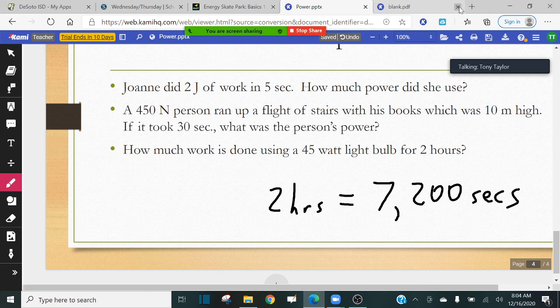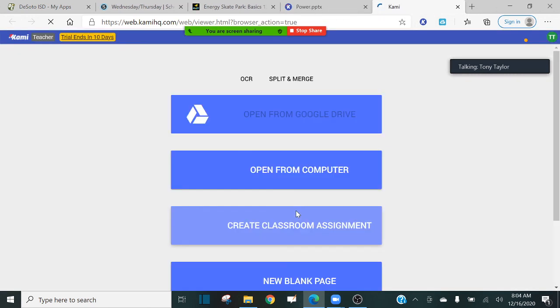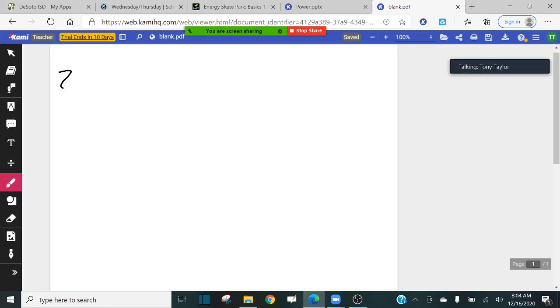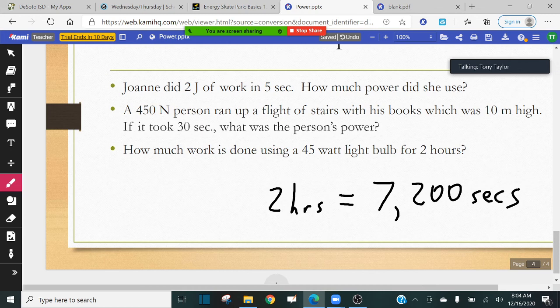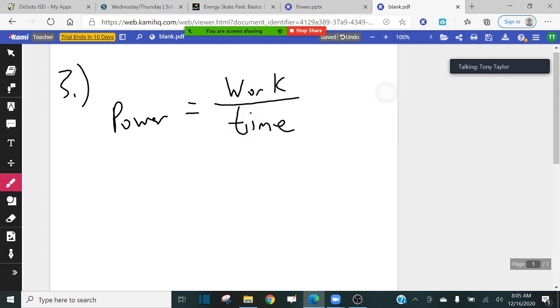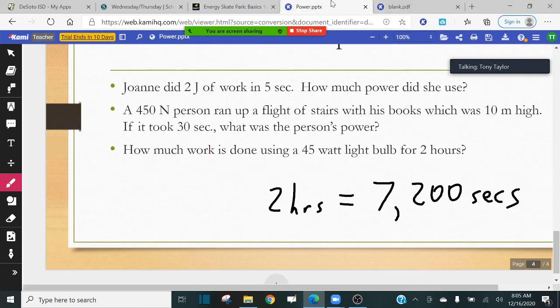So let us get ready to work this. Okay. So number 3 here on this PowerPoint. How much work is being done using a 45-watt light bulb for 2 hours? So remember, guys, power is equal to work divided by time.